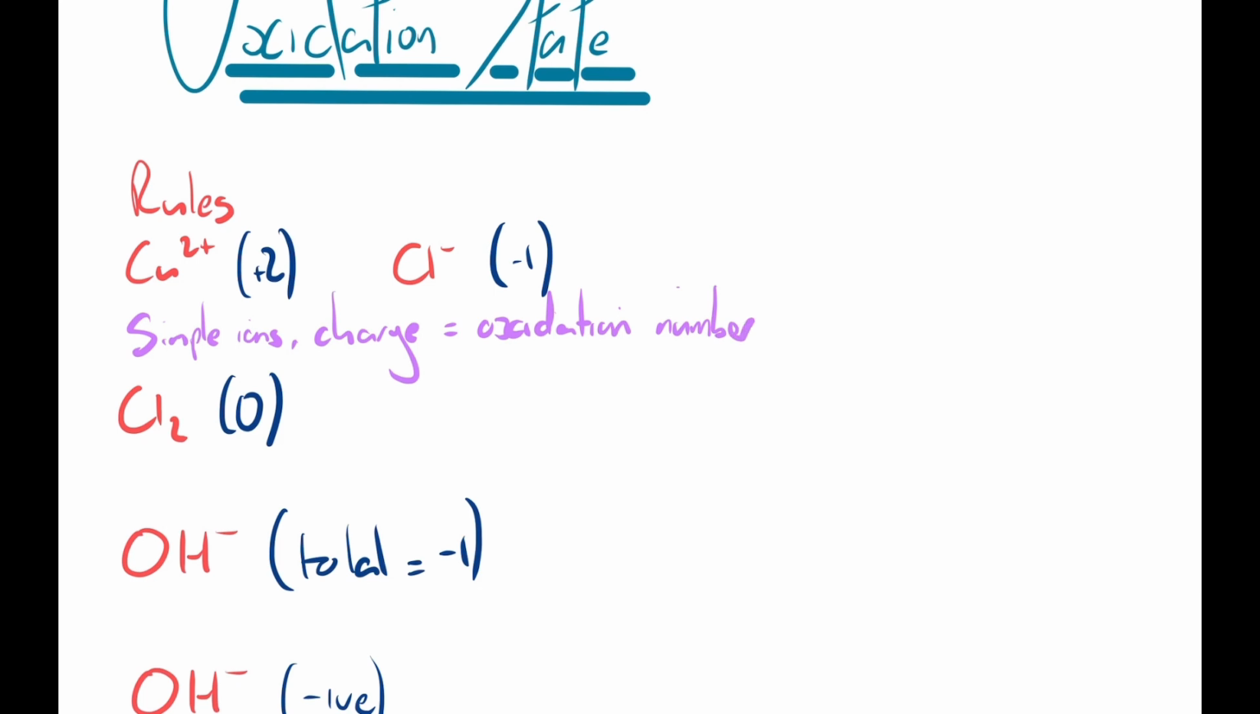Next, here example Cl2. Essentially, any element that's by itself has an oxidation number of 0, right? So we could have Fe, and that would be 0, etc. So elements have an oxidation number equal to 0.